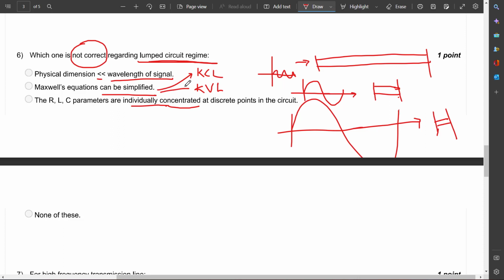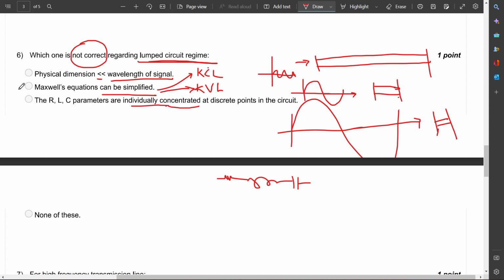And in your class 11th and 12th, all the circuits that were given to you were lumped circuits. Mostly it was lumped circuits, because RLC were given, and you didn't go for distributed circuits, right? You didn't go to distributed circuits, so you applied KCL and KVL. So simplified Maxwell equations are KCL and KVL only. So here in a lumped circuit, KCL and KVL can also be used, right?